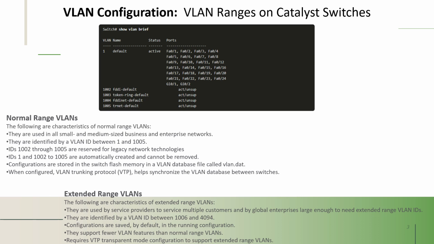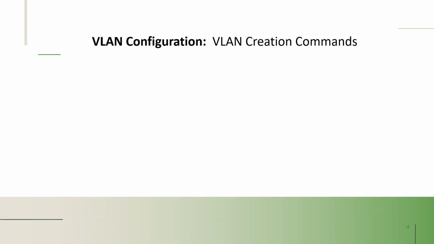When configuring the normal range VLANs, the configuration details are stored in the flash memory on the switch in a file called, as we mentioned, vlan.dat. Flash memory is persistent and does not require the copy running-config startup-config command to save the VLAN configuration. However, because other details are often configured on a switch at the same time that VLANs are created, it's a good practice to save running configuration changes to the startup configuration.